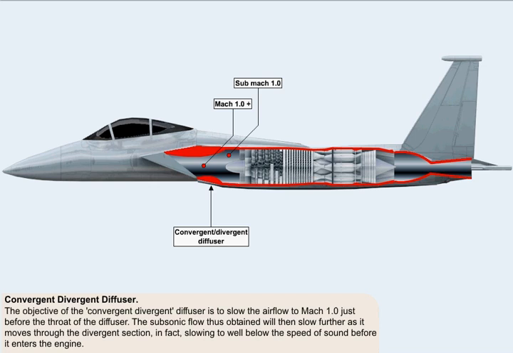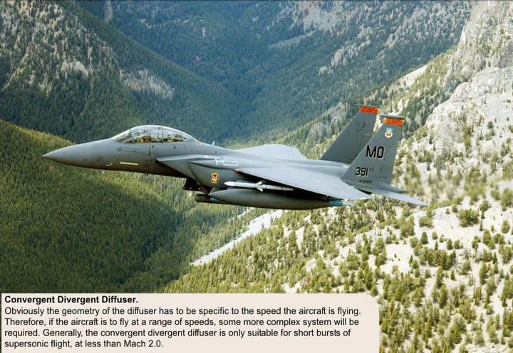The objective of the convergent-divergent diffuser is to slow the airflow to Mach 1 just before the throat of the diffuser. The subsonic flow thus obtained will then slow further as it moves through the divergent section, in fact slowing to well below the speed of sound before it enters the engine. Obviously, the geometry of the diffuser has to be specific to the speed the aircraft is flying. Therefore, if the aircraft is to fly at a range of speeds, some more complex system will be required. Generally, the convergent-divergent diffuser is only suitable for short bursts of supersonic flight, at less than Mach 2, such as on the F-15 fighter shown here.